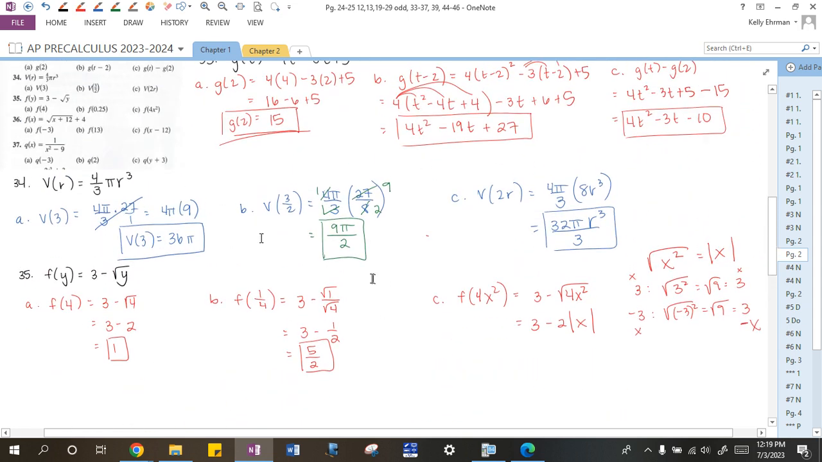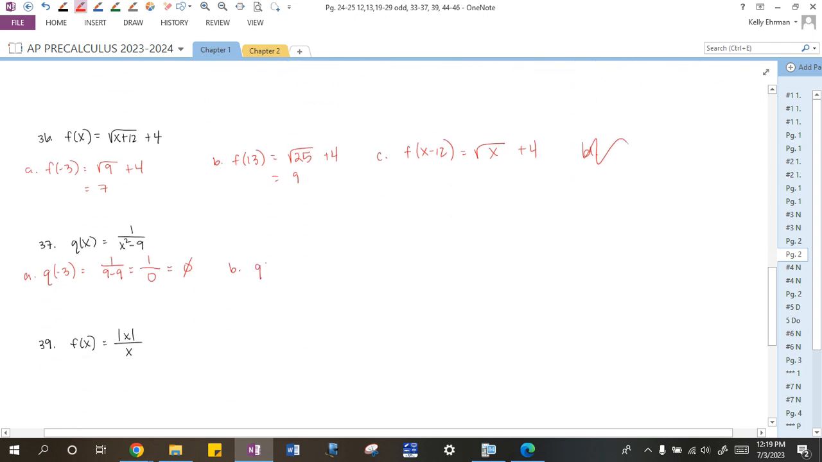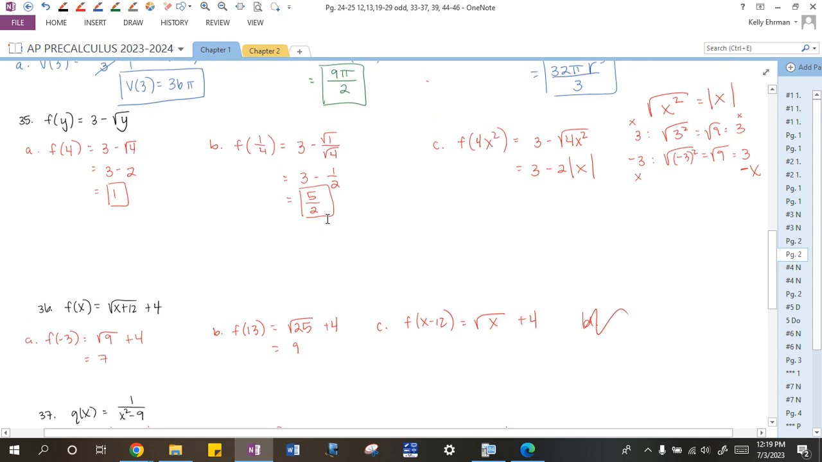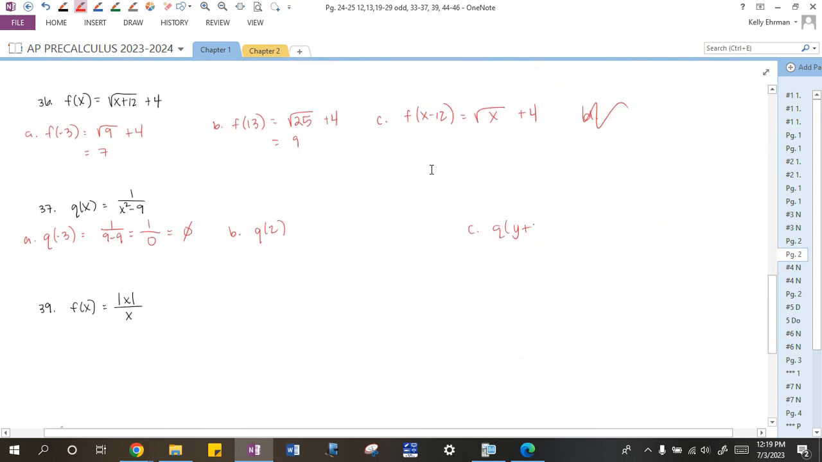Part B, q of 2. And the last one, just to write it down so I don't have to keep scrolling, except I have to keep scrolling, was q of y plus 3. There we go. If we plug in 2, we get 1 over 2 squared is 4 minus 9. So that's fine. We get negative 1/5, 1 over negative 5. And if we plug in y plus 3, we get 1 over, let's just go ahead and square it out, y squared plus 6y plus 9, and then minus 9. So we get 1 over y squared plus 6y.